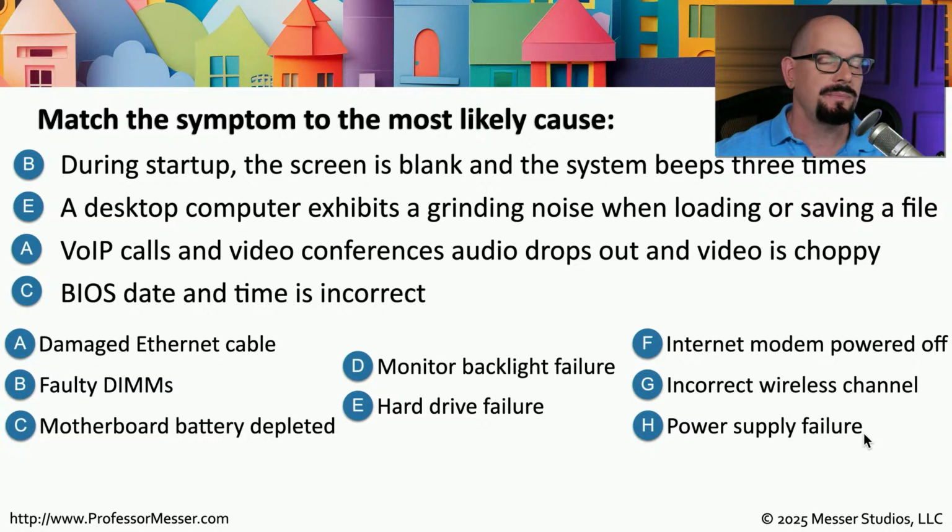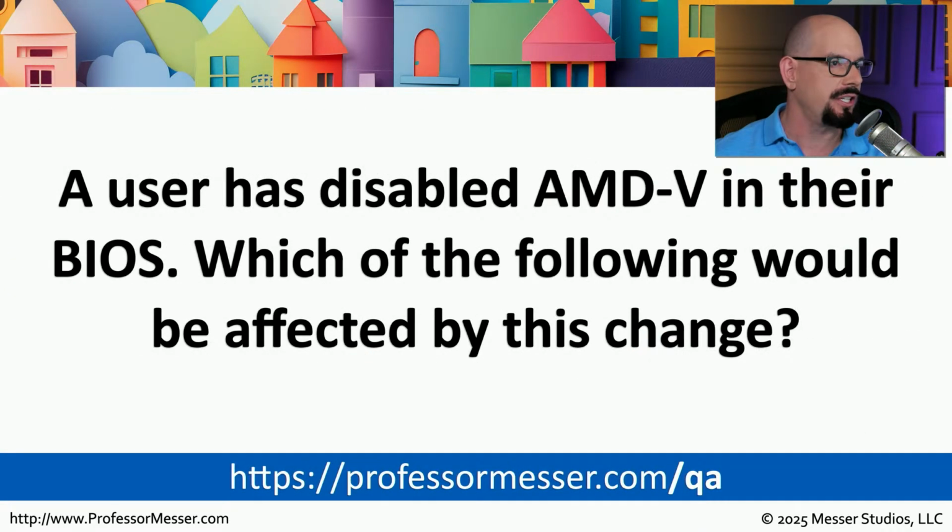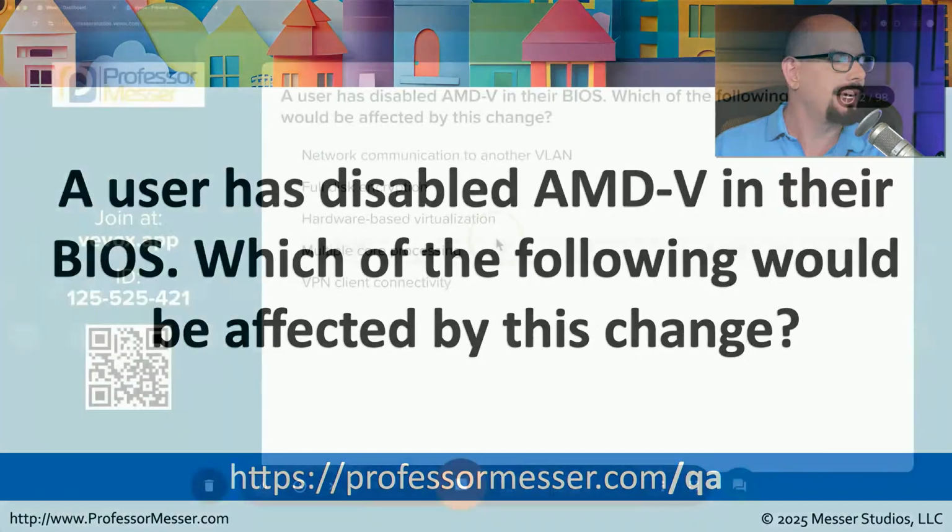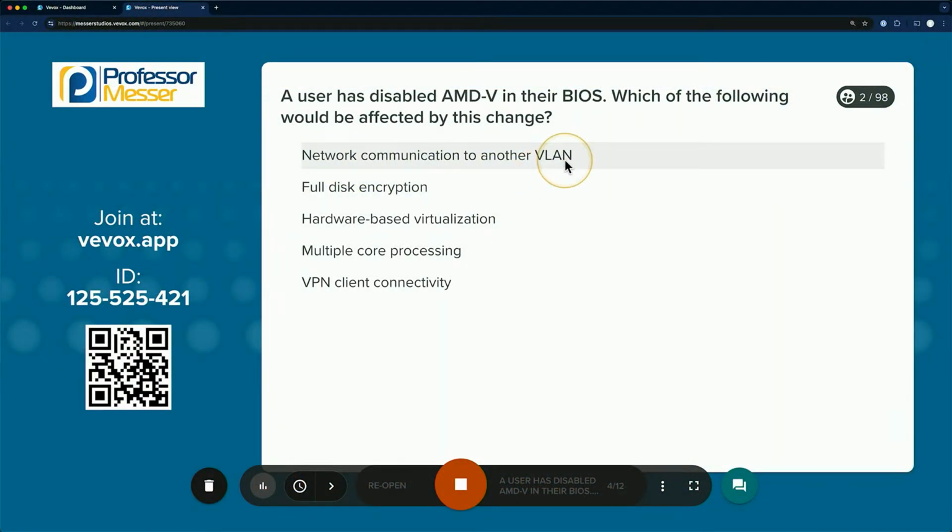Let's do another question, but now let's go back to our multiple choice questions. This one asks, a user has disabled AMDV in their BIOS. Which of the following would be affected by this change? Would it be network communication to another VLAN, full disk encryption, hardware-based virtualization, multiple core processing, or VPN client connectivity? Those are the 5 different options.